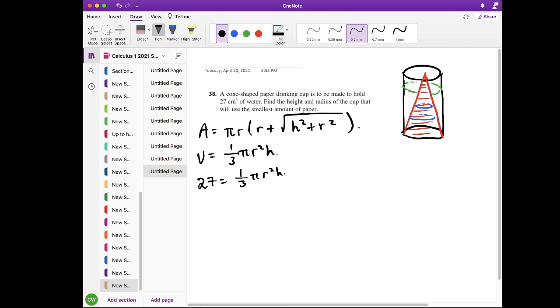What do you want to do? How do you minimize A? How do you get that into one variable? The first step of these optimization problems is always to turn it into one variable. What do you want to do? Last one, then we're done today.